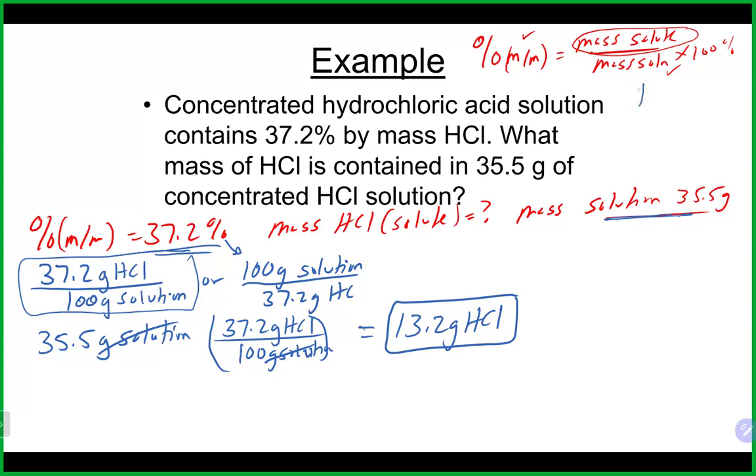Because if we took this equation and solved for the mass of the solute, that would be the mass of the solution times the percent mass to mass divided by 100%. And that's essentially what we just did there. There's the mass of the solution, there's the percent, and divide by 100 basically. So it's really the same math, but a way you could get to the answer if you can't remember the actual formula. Any questions on that? Yeah.